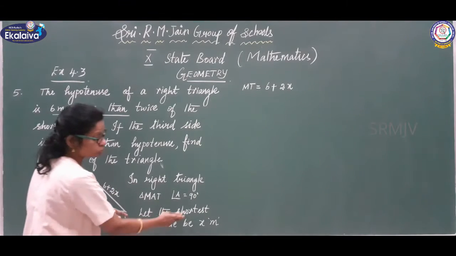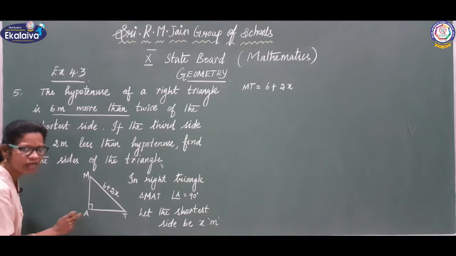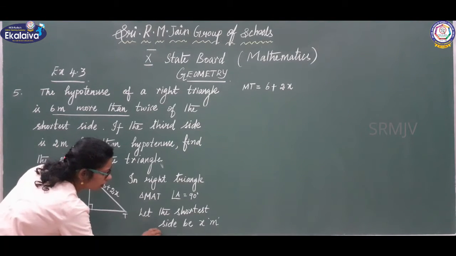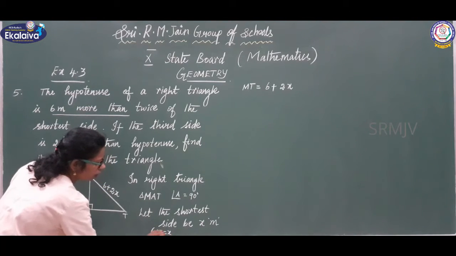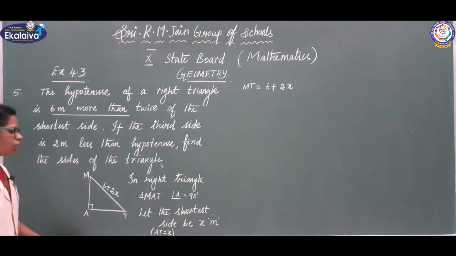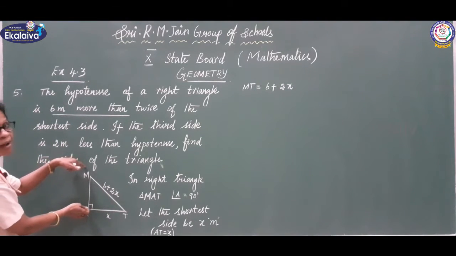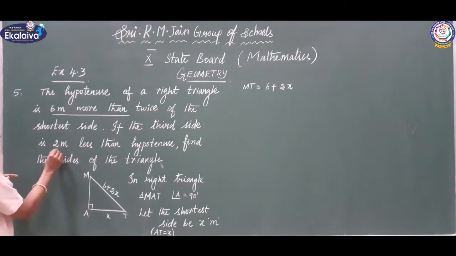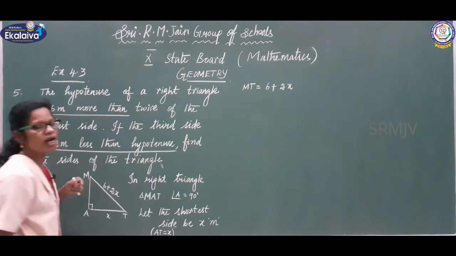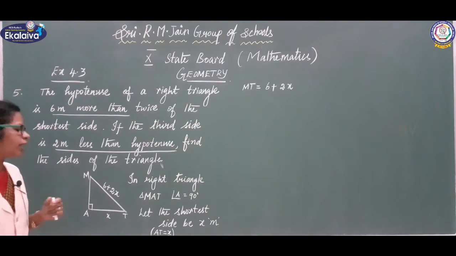Here I consider the shortest side. The shortest side I am going to take it as MA, or you can take AT, that is your wish, right? AT equal to X, right? Now you know AT as X. Then what is the value of MA, right? The third side is 2 meter less than the hypotenuse.